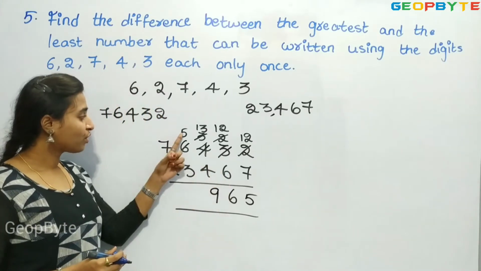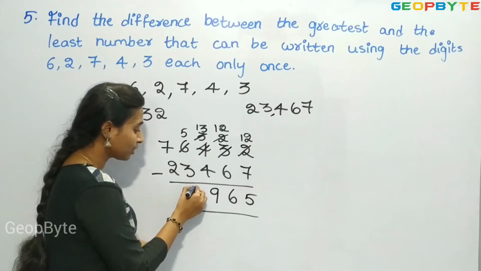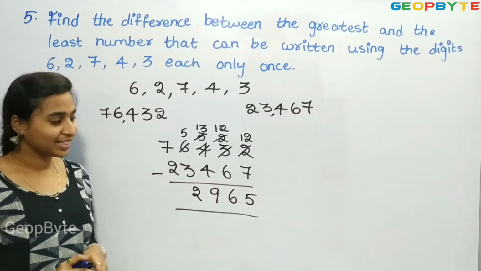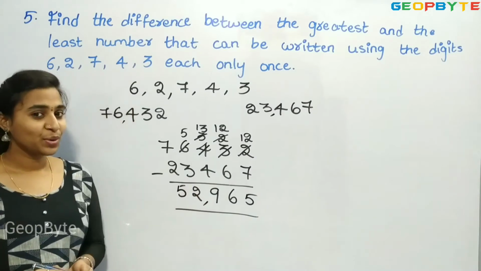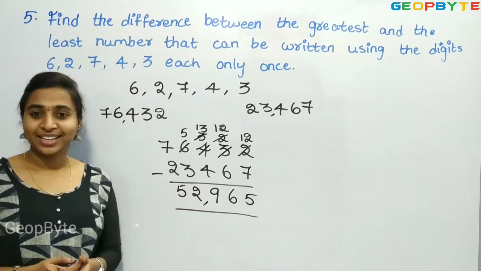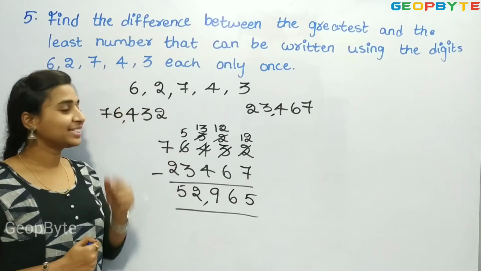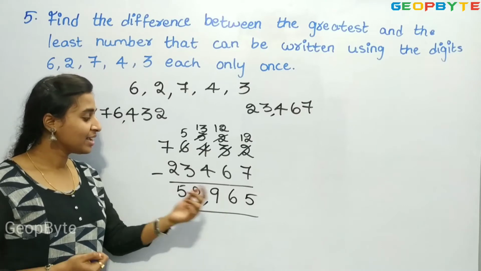And now 5 minus 3 is nothing but 2. And 7 minus 2 is nothing but 5. So the difference between the greatest and the least number formed from these digits is 52,965.